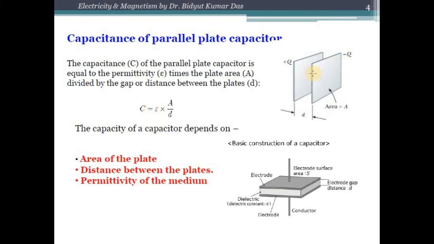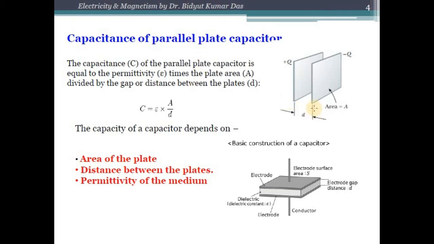That means if you increase the surface area of the plates, these plates can hold more charged particles, that means electrons, and so the net potential difference will also increase.